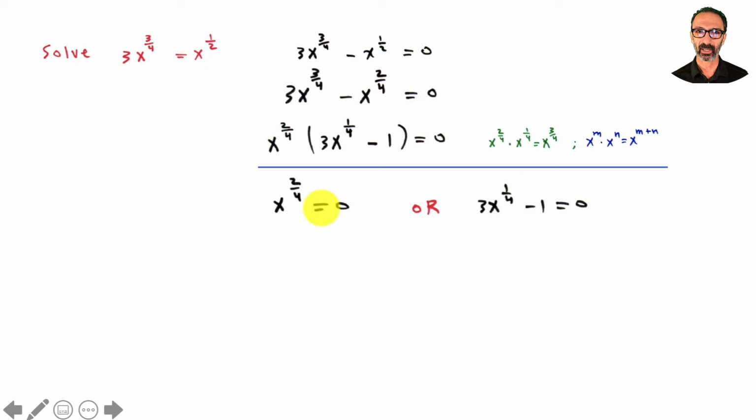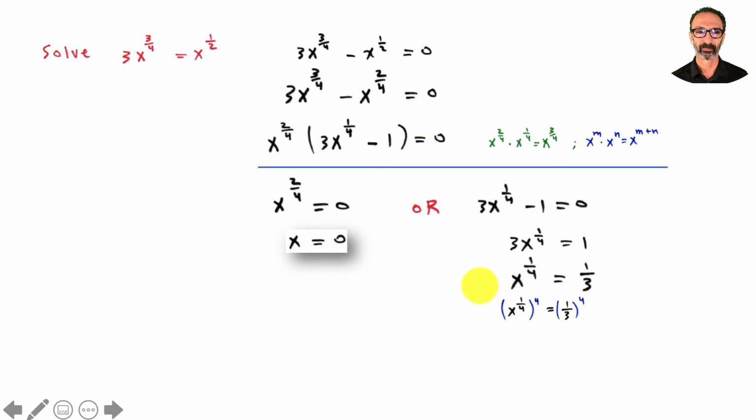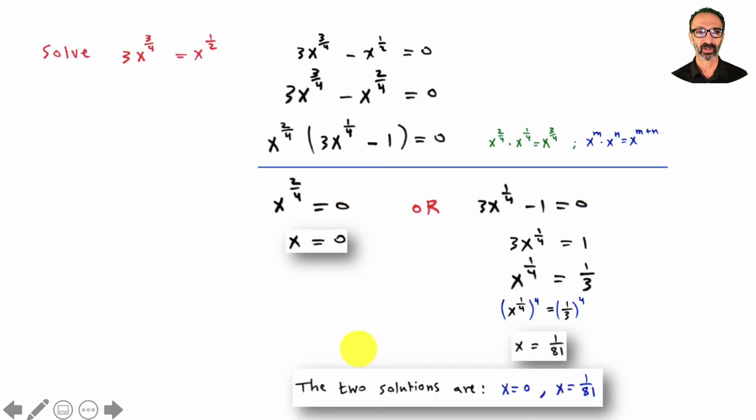Well, this gives me one option, which is x equals 0. This right here, we're going to add 1 to both sides. Then we're going to divide both sides by 3. Then we're going to raise both sides to the power 4 over 1, which is simply 4. That simplifies to 1. And that's the 4th root, or the 1/3 to the power 4, which is 1 over 81. So the solutions are 0 and 1 over 81.